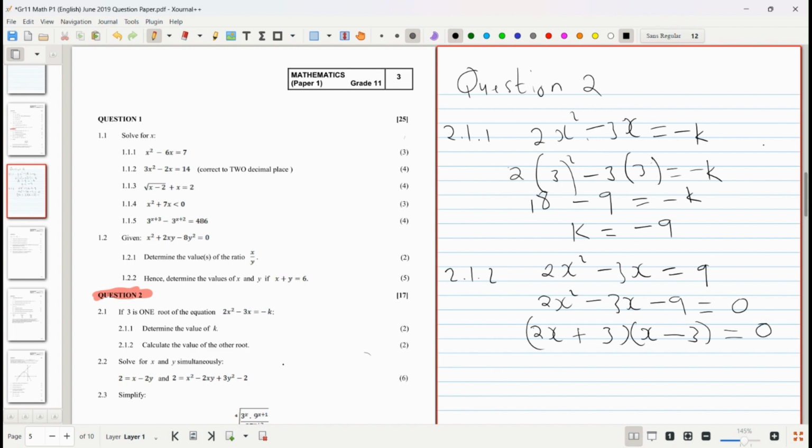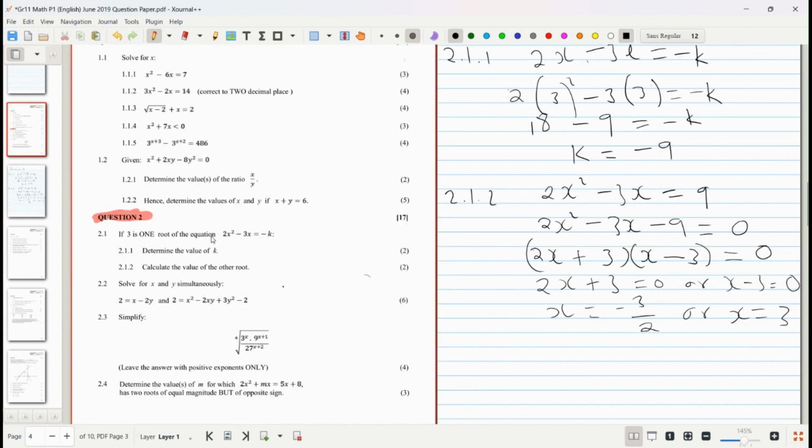So solving for x, we have 2x plus 3 equal to 0, or x minus 3 equal to 0. So x equals negative 3 divided by 2, or x equals 3. Okay, so moving forward, 2.2 asks us to solve simultaneously.